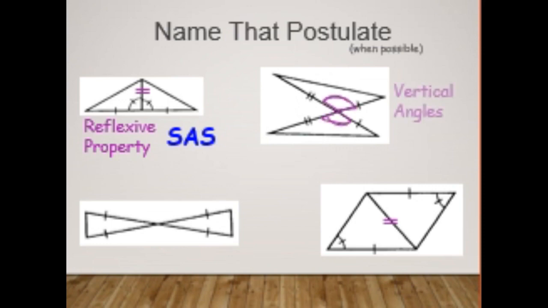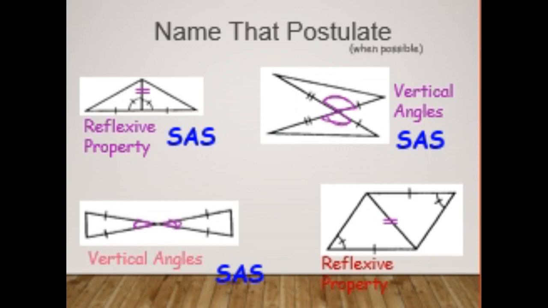Number six. Correct. We have vertical angles and SAS partially. Number seven. Very good. Another vertical angles and SAS partially. And for number eight, very good, we have reflexive property, and that is SSA. Again, SSA does not work and it is not included in our postulates.